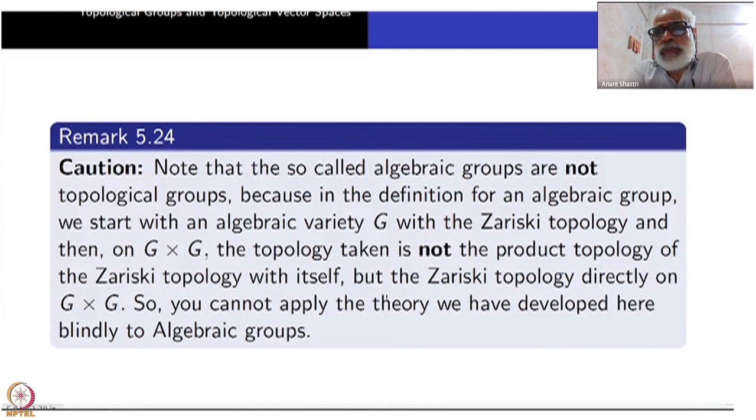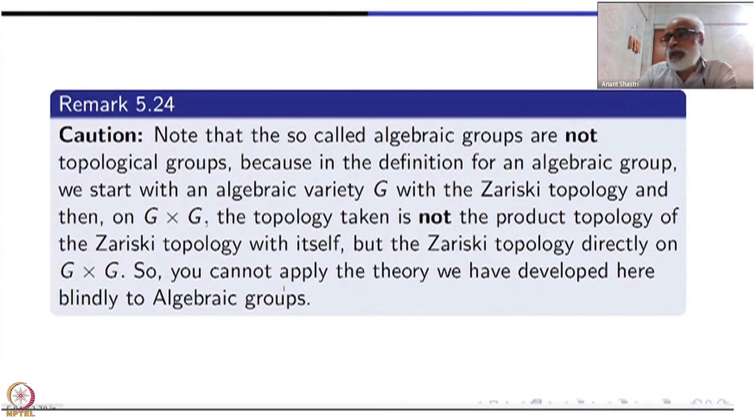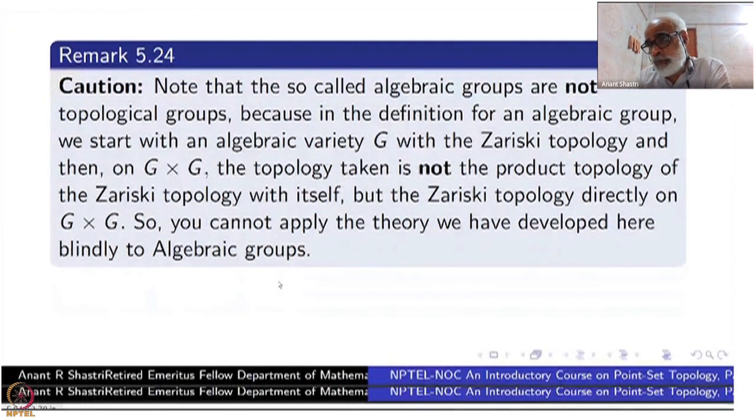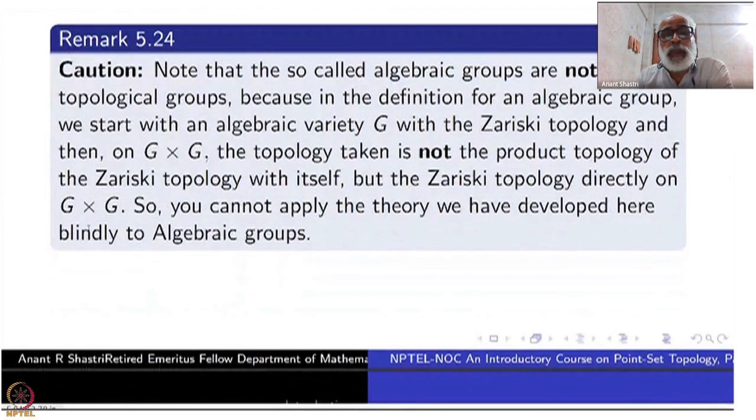So you have to be a bit careful that the topological group theory that we are developing in this sequence of lectures, you cannot apply directly in the case of algebraic groups. There may be several parallel statements, parallel definitions, etc. You have to check each of them properly, and then only you can use them. Some of them are even wrong. Anyway, none of them you would have proved, because all our proofs depend upon the product topology on G cross G.